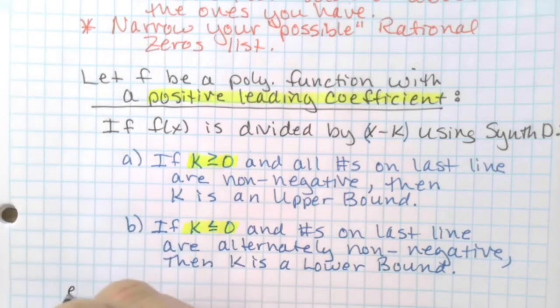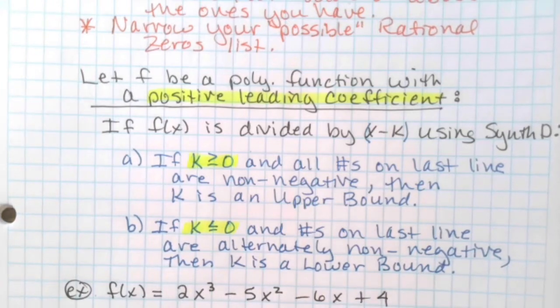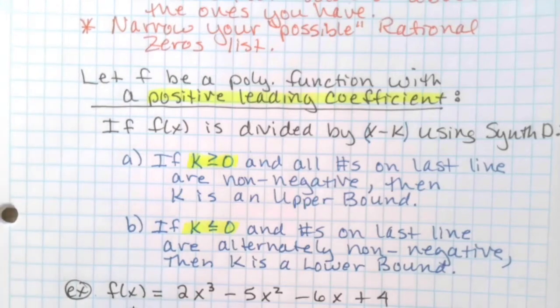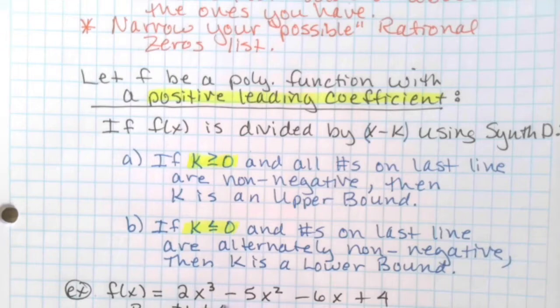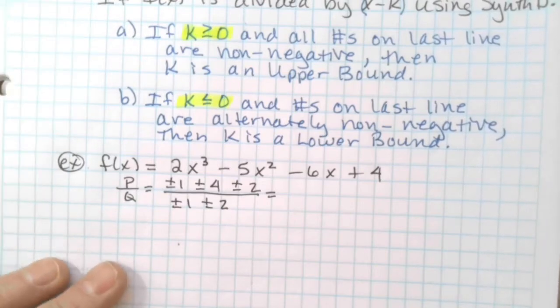All right, we're going to do an example. Let's say that f of x equals 2x cubed minus 5x squared minus 6x plus 4. So of course you're going to do your p over q list. Factors of 4 are plus and minus 1 times plus and minus 4, and of course plus and minus 2, because 2 times 2. Factors of q, the first number, are 2, so plus and minus 1 plus and minus 2. All right, putting together our list of possible rational zeros.